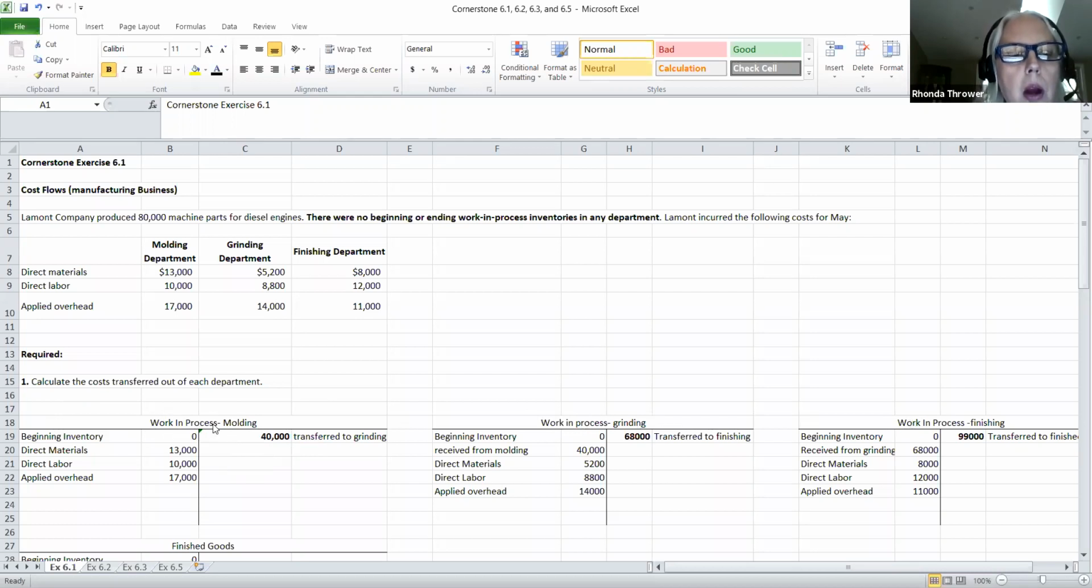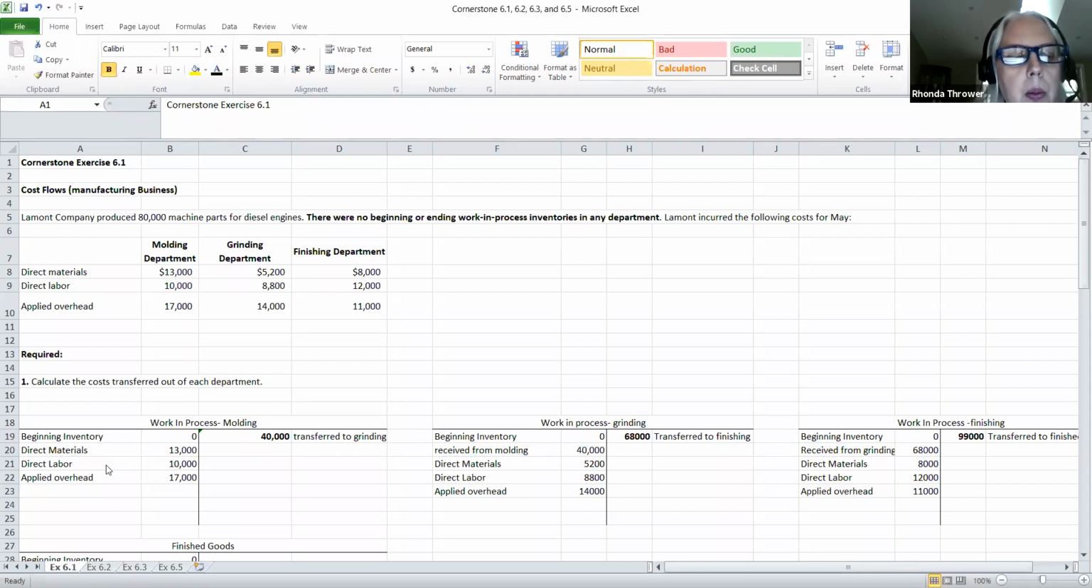So work in process, as you know, is an asset account, and the problem told us there was no beginning inventory. So I just put in that beginning inventories were 0 for each one of these departments. Then what you're going to do is receive the materials into the molding department. In other words, from the materials asset account, we're going to receive some materials into the molding department that we start to work on in the molding department process.